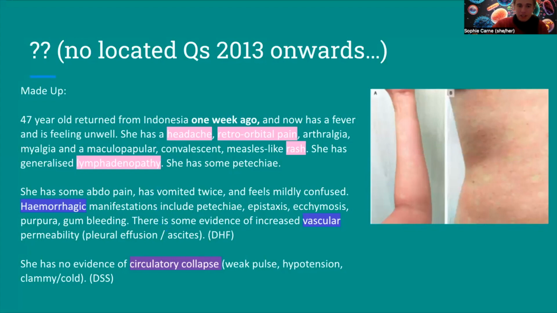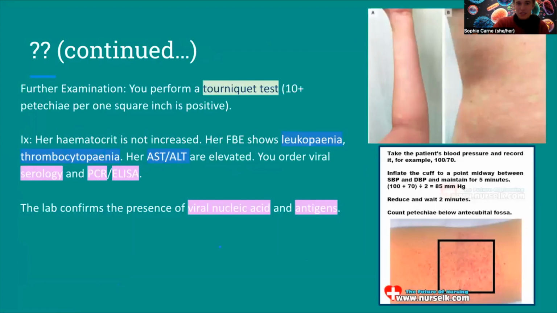She's got some hemorrhagic manifestations of this particular disease, including petechiae, but she doesn't have any evidence of circulatory collapse. So she doesn't have the shock syndrome of this disease, not yet. So on examination, you perform the tourniquet test, which is this little thing where you take the patient's blood pressure. You record it, you inflate the cuff to a point midway between the systolic and diastolic pressures, and you maintain it for 5 minutes. And then you reduce the blood pressure cuff, you wait 2 minutes, and you count the petechiae below the antecubital fossa.